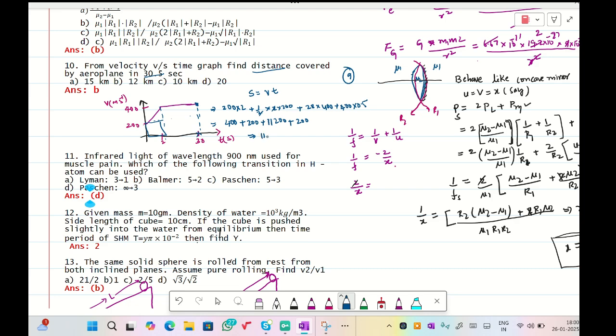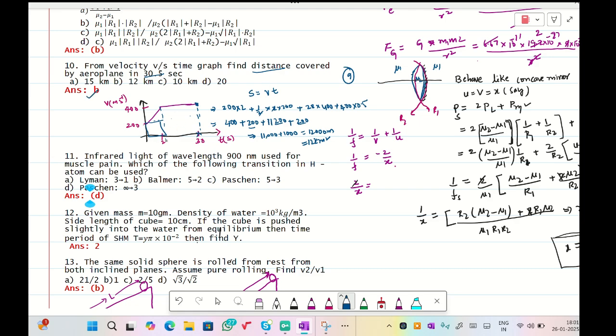So 11,000 and here 200, 200, 200, 600 plus 400 is 1,000. So 11,000 plus 1,000 is coming, which equals 12,000 meters. That is equal to 12 kilometers. So the answer is correct. So with this method you can use the area under the VT graph as the distance covered.